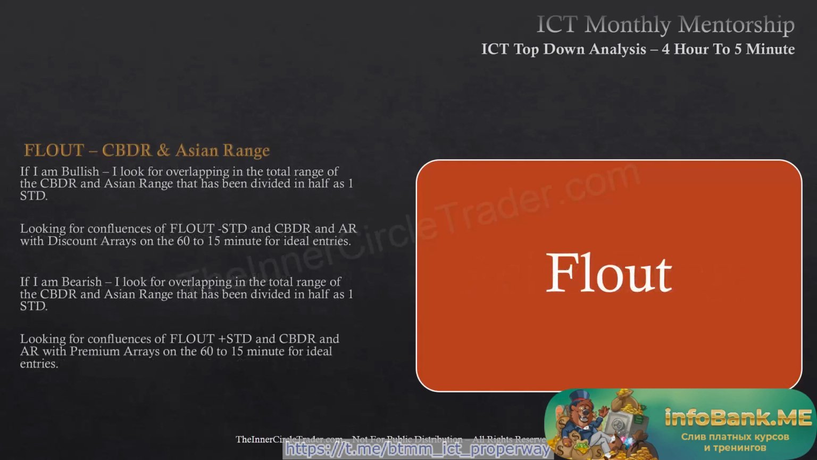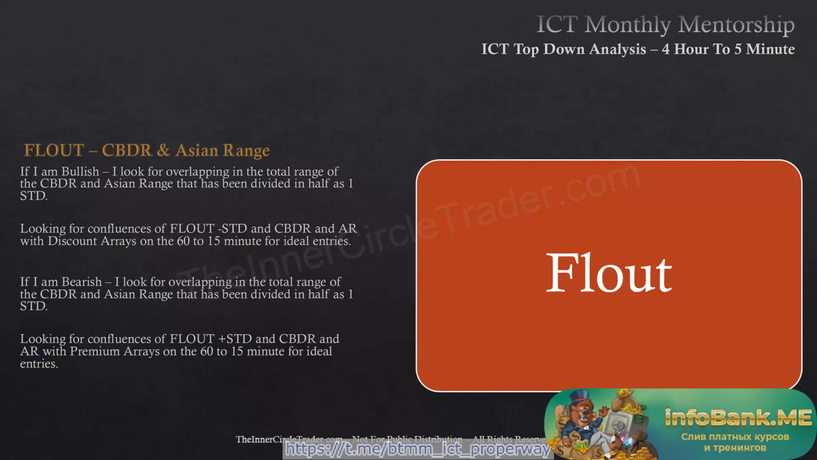All right, some of you have been dying for this one, the flout. And you've probably been expecting some PhD level presentation, but it's not that hard. The flout is the central bank dealers range and the Asian range combined. It's that whole time window, the highest high and the lowest low, in the form of the wicks and in the form of the bodies of the candles. So go back and look at the lesson I talked about in this mentorship.